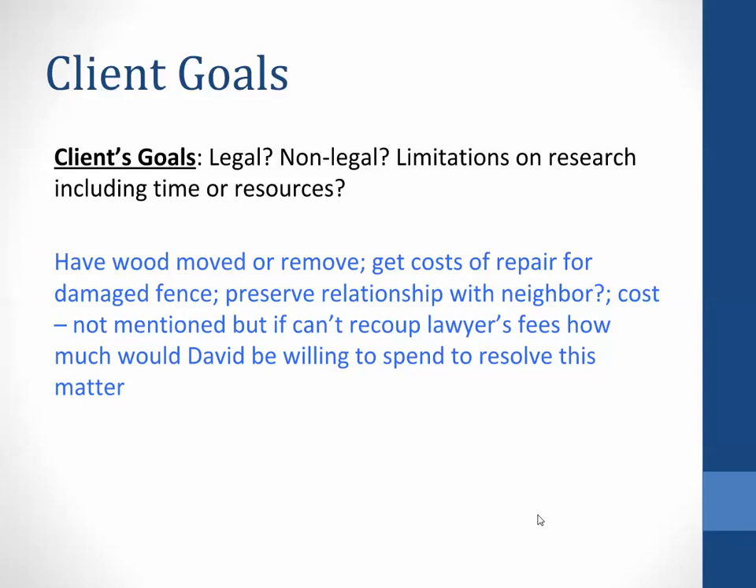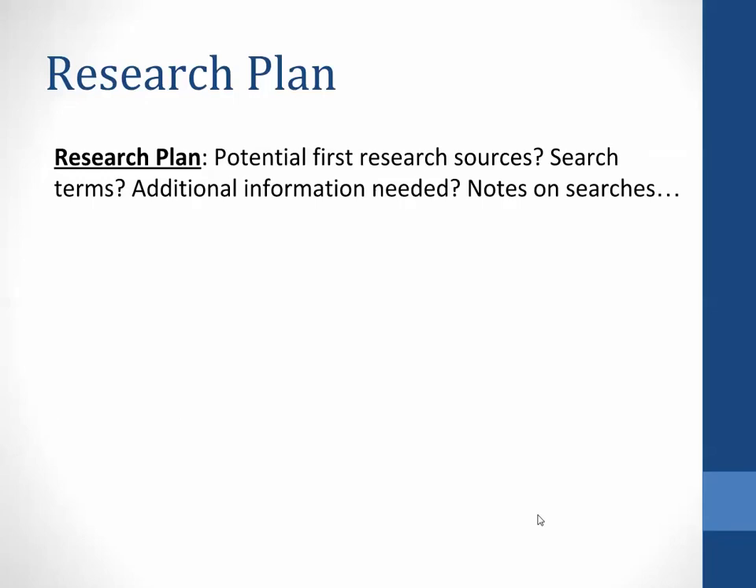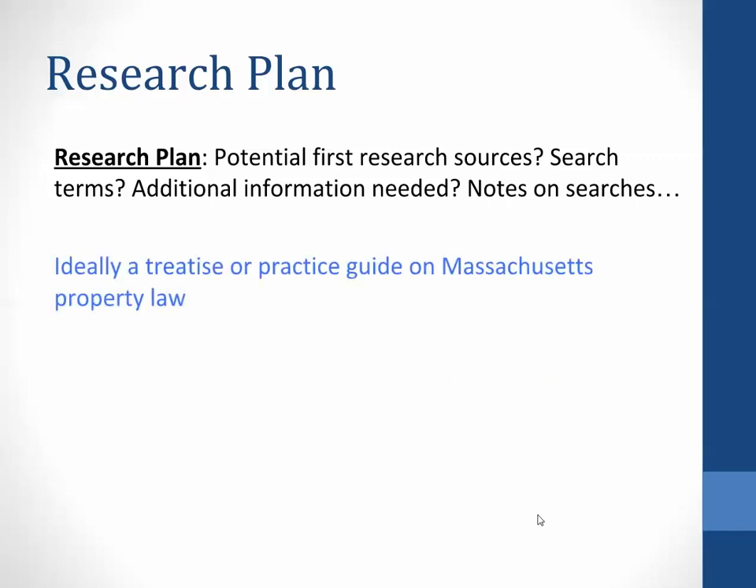Okay, so these are the types of things, again, that you would put in this section. The all-important research plan section. So I like to try and brainstorm about the first sources that might be helpful, what search terms, if I think there's additional information I might want to go back and ask the client or the attorney I'm working for. And then I like to keep some good notes on the searches I've run.